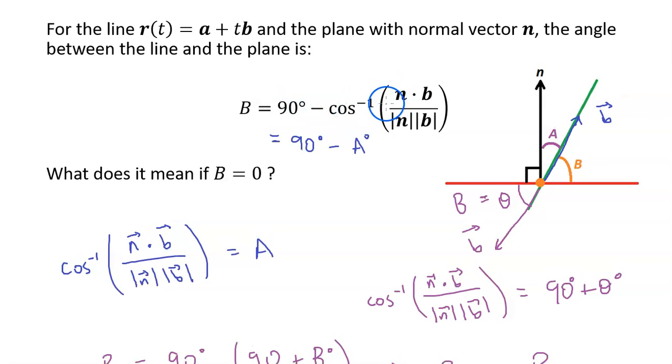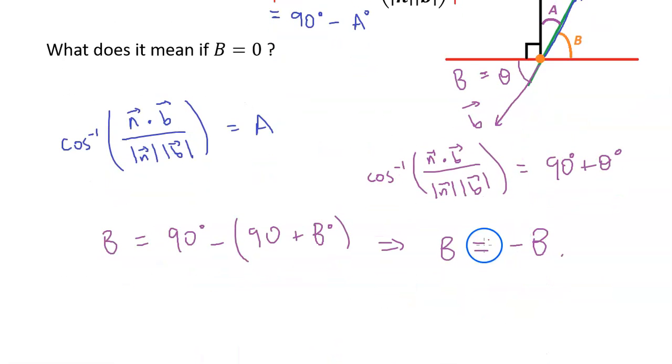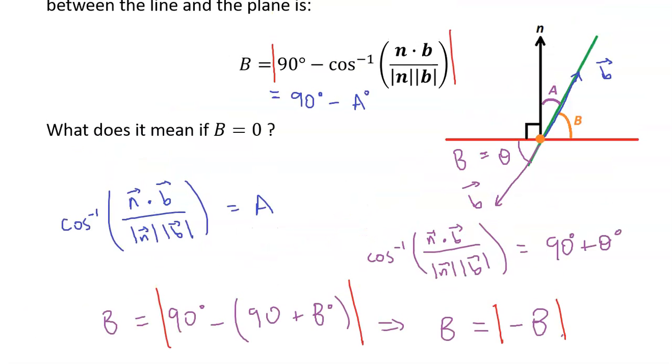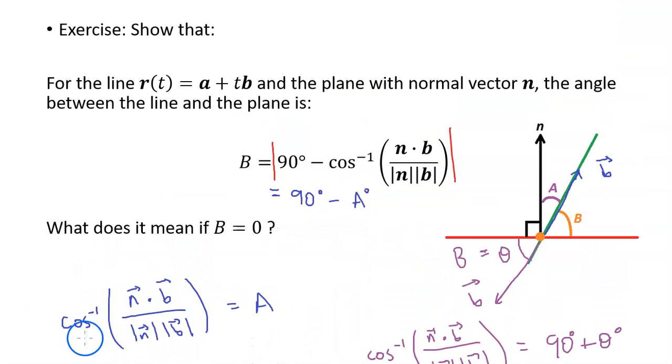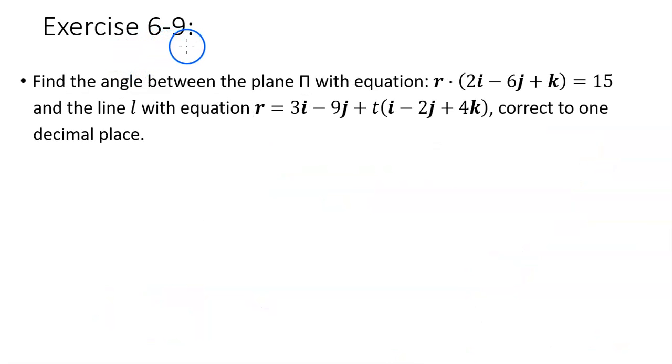And so we see that this formula actually only works if this thing here has to be less than 90 degrees. But in any case, we can make the formula work if we take the absolute value of it, and then things will be fine. But be a little bit careful with that. So this brings us to exercise 6.9.